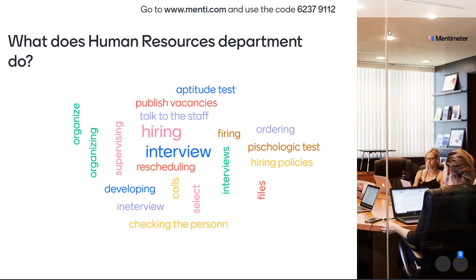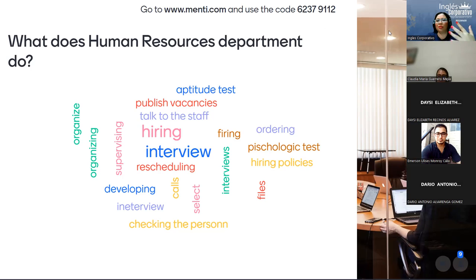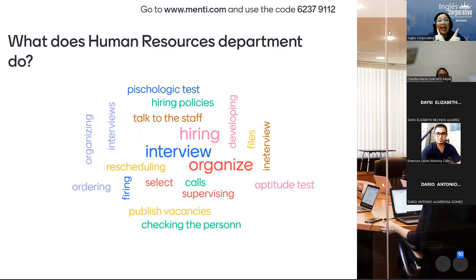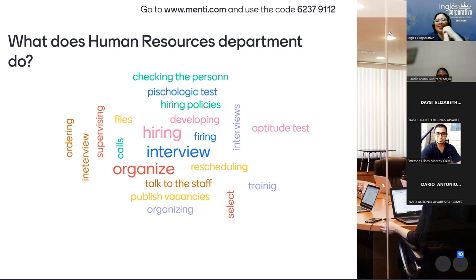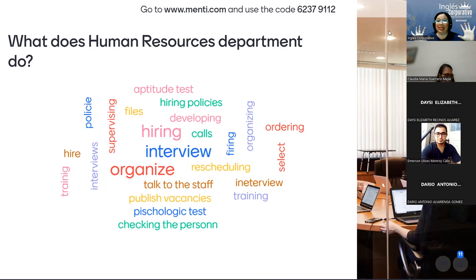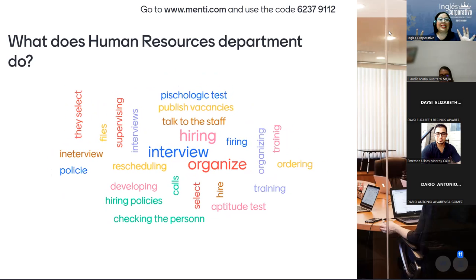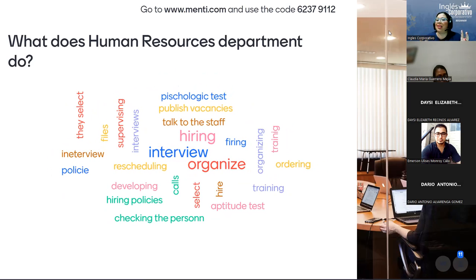All right, this is really interesting. When you were trying to answer this, didn't you feel that you needed a subject before the verb, without the ing? For example, what does human resources department do? When we answer, we say they check, they organize, they talk to the staff. We need this subject. But when we don't have a subject and we just make a list of the activities or the responsibilities, we use the ing, because that's the subject. Those words become a subject.